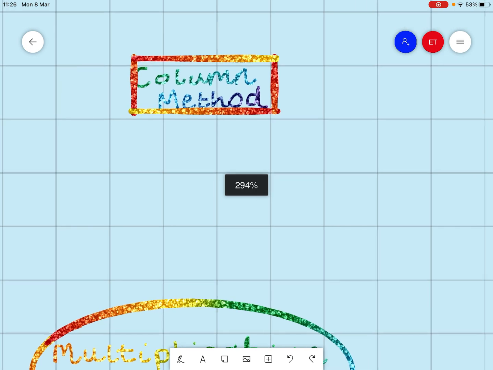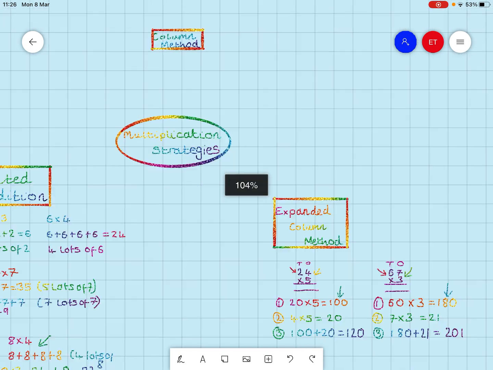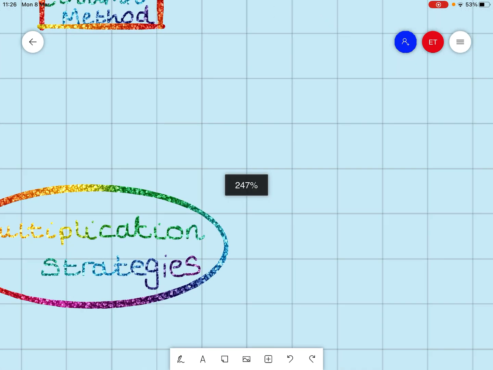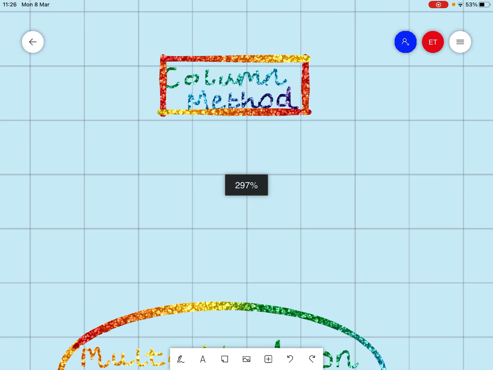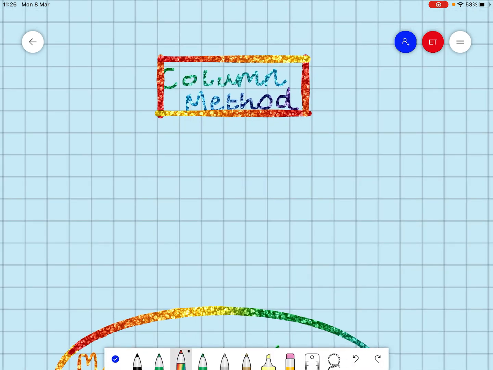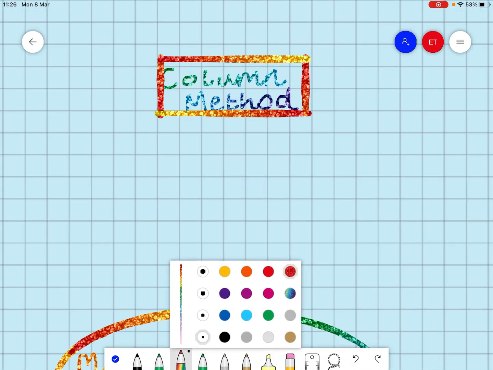It's just like a shortcut method. So I'm just going to use the exact same sum. So 24 times 5 was our first one. But I'm just going to show you how to do it without having to write it all out.